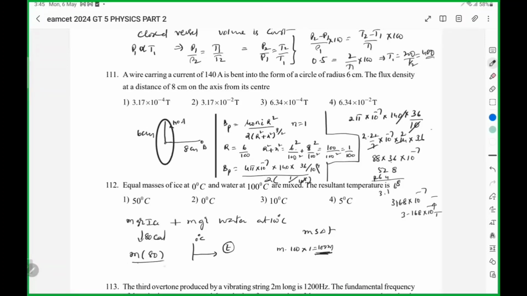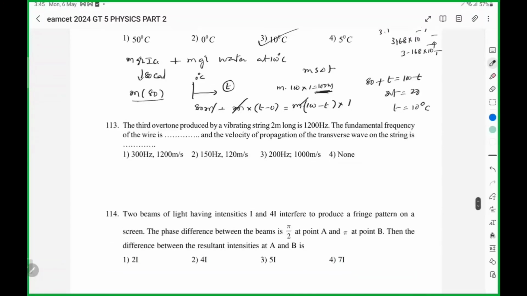So this is the heat it receives, plus m into T minus 0, from 0 to T degrees centigrade. Water, by losing it, m into 100 minus T. Specific heat of water is 1. So 80 plus T is equal to 100 minus T. 2T is equal to 20, T is equal to 10 degrees centigrade.